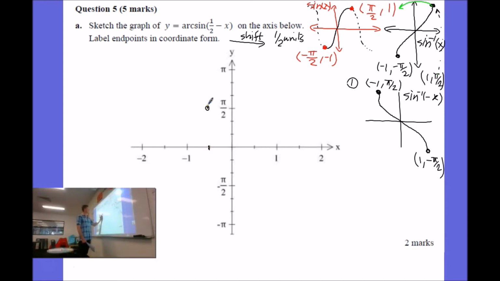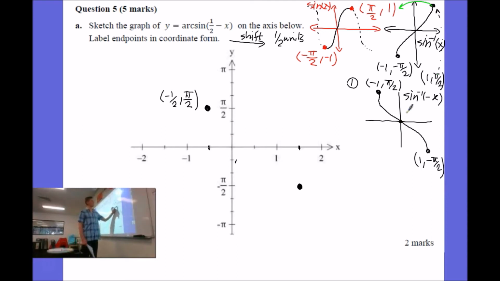Lining it up on the main graph, we're going to put an endpoint here, at minus a half, pi on 2. Then the second endpoint down here occurred at 1, but because we're shifting half a unit to the right towards positive x, we add a half onto it. So it's going to be 1.5, or 3 on 2. At 3 on 2, which is over here, we get minus pi on 2. And the whole thing's going to shift this way.